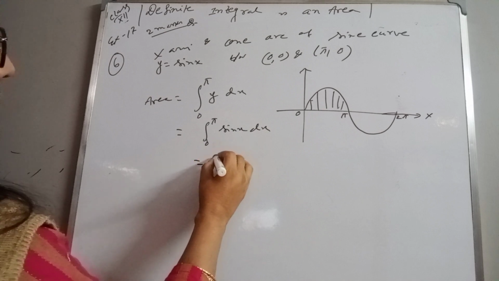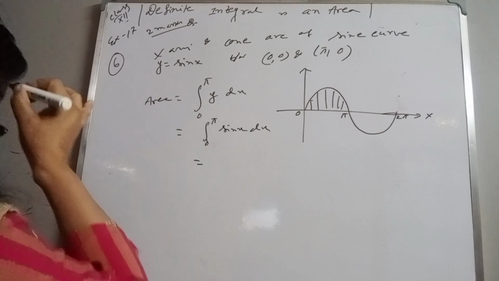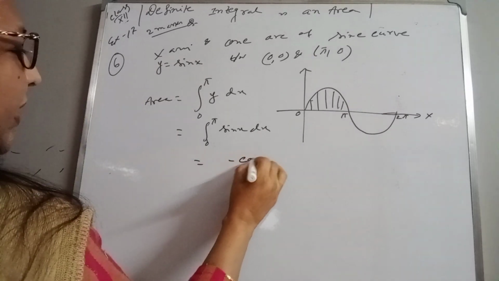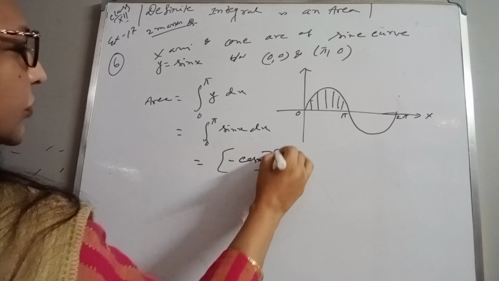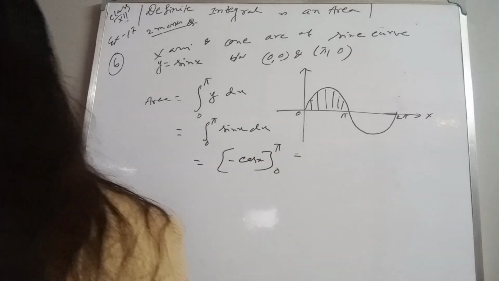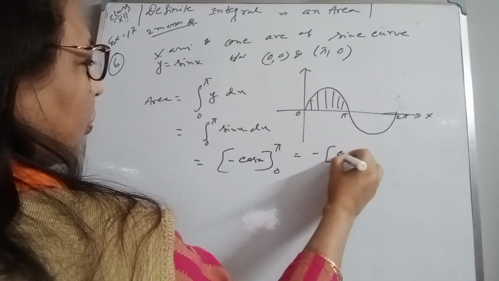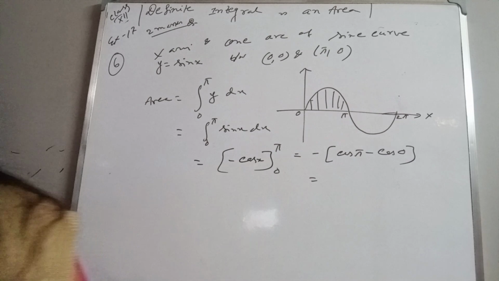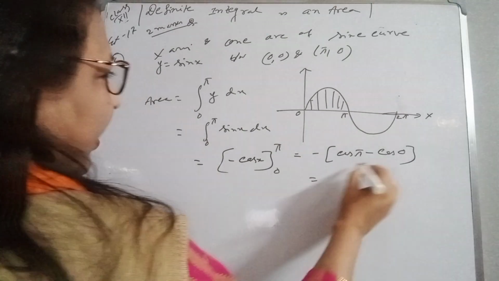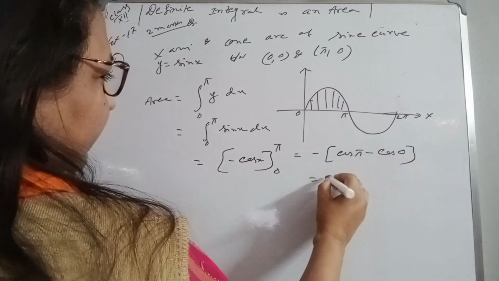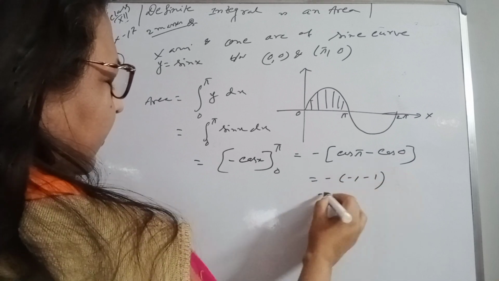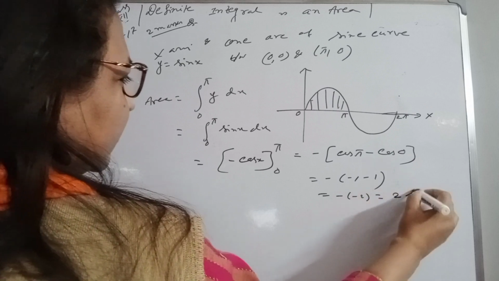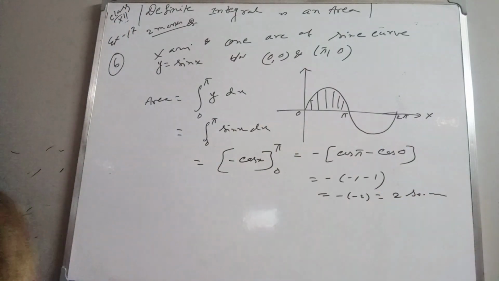Now integral 0 to pi sine x dx. Integral of sine x is minus cos x, from 0 to pi. Minus cos pi minus cos 0. Cos pi value is minus 1, cos 0 is 1. So minus of minus 1 minus 1, minus of minus 2. See, already we have got 2 square unit.